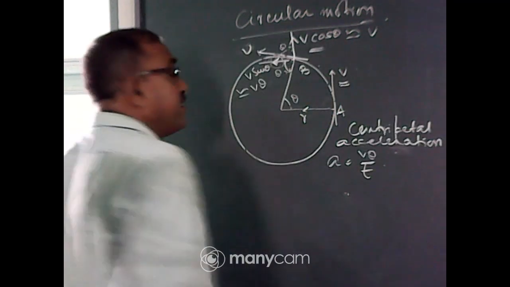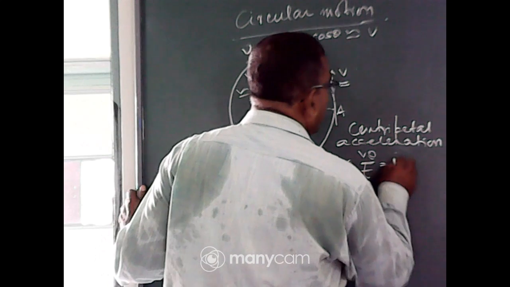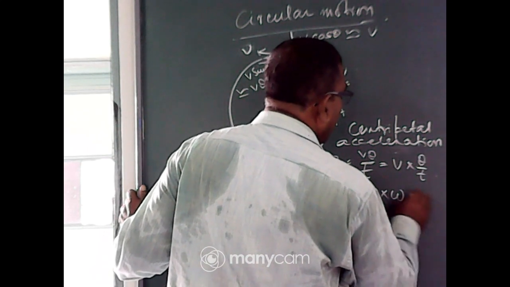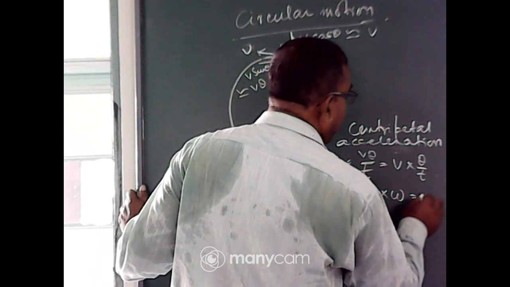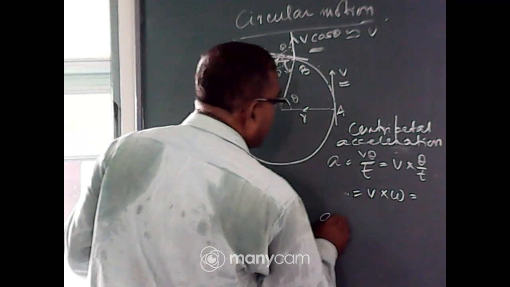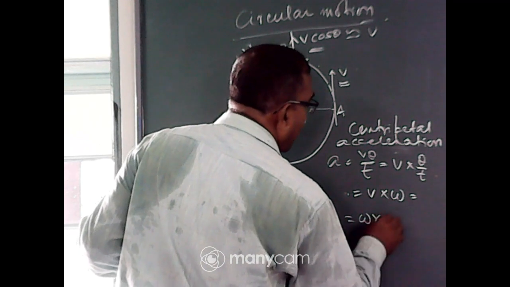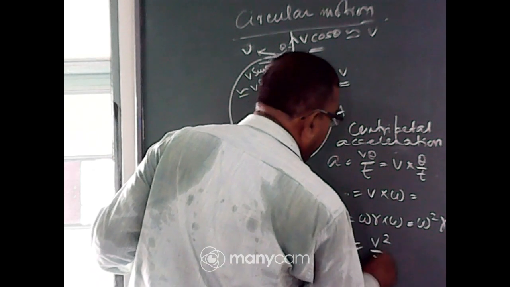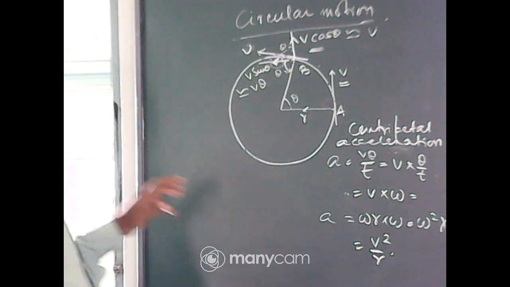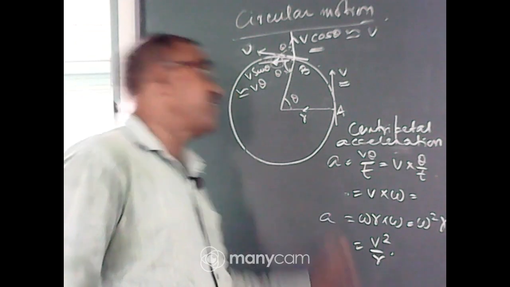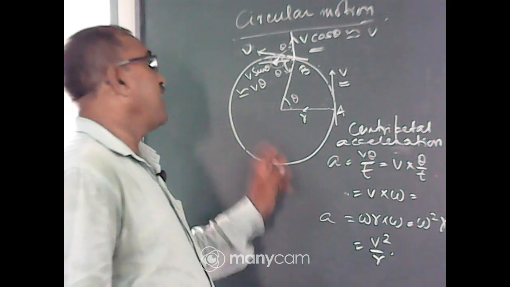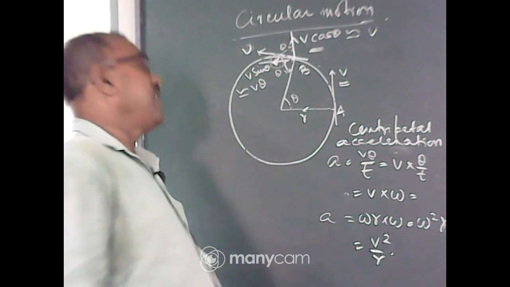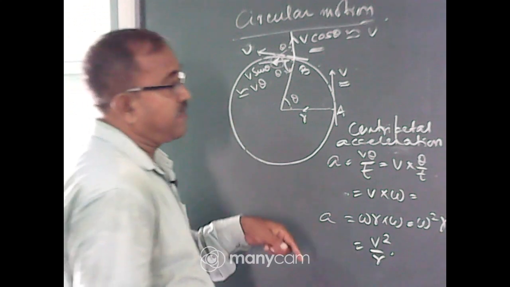Centripetal acceleration is equal to v into theta by t, which is omega, so v into omega. Omega means v by r, or v means omega into r. Omega into r into omega is equal to omega square r, or v square by r. So, this is the centripetal acceleration. It acts along the direction towards the center, so it is called the centripetal acceleration.